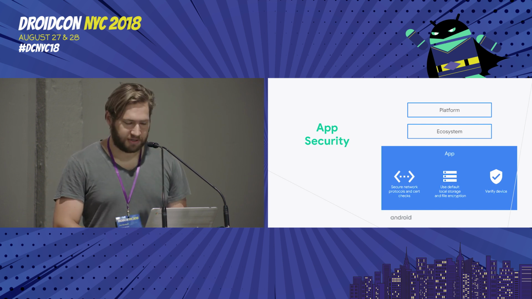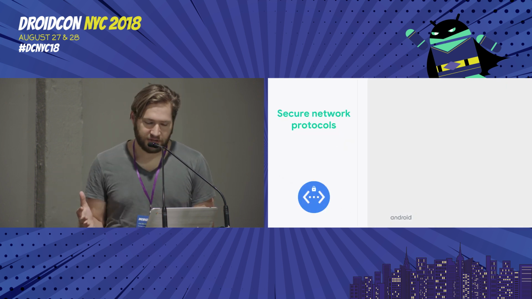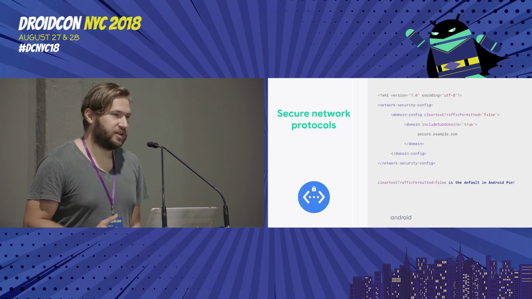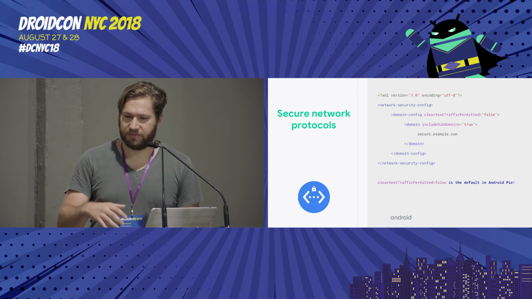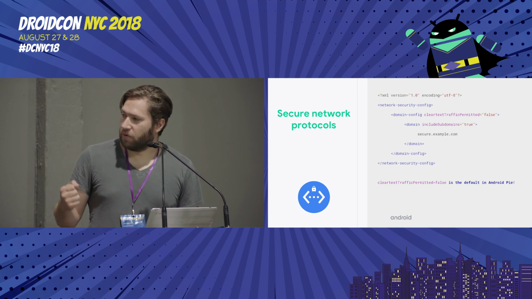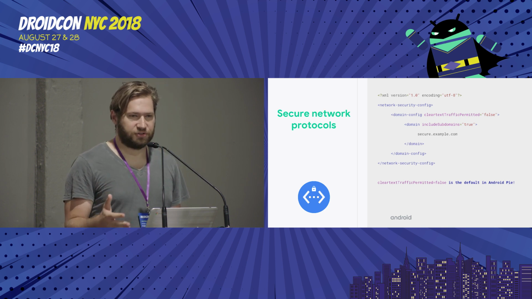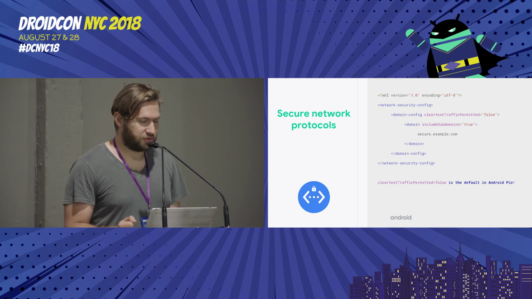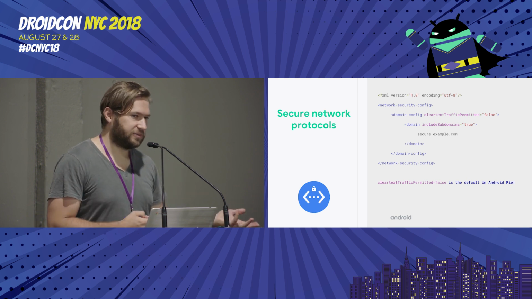So let's talk about securing your network connections. The first thing you need to do is create a network security config. This will allow you to either enable or disable clear text traffic. One nice thing here in Android Pie is, by default, Android Pie turns off clear text traffic. So this means if you want to make a regular HTTP call, it's not going to work.